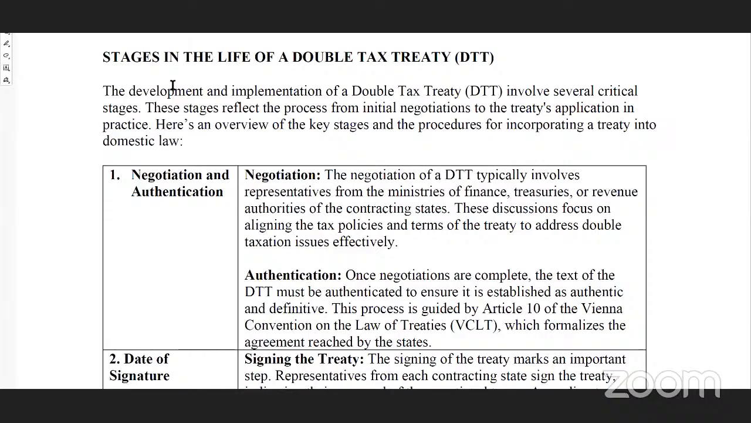Now, before a DTA comes to life, there are some principles that you need to follow. And there are some stages that we use for the life cycle of a treaty, right? So from the time we negotiate it to the time it is terminated, it goes through some stages, right? So a treaty goes through some stages. The first is what? Negotiation and authentication.